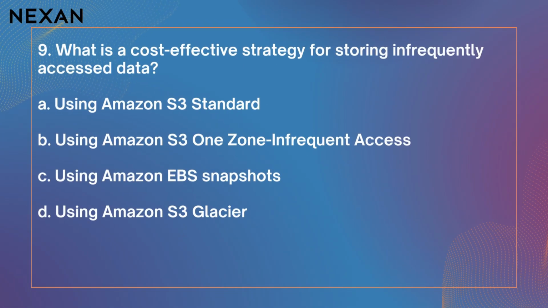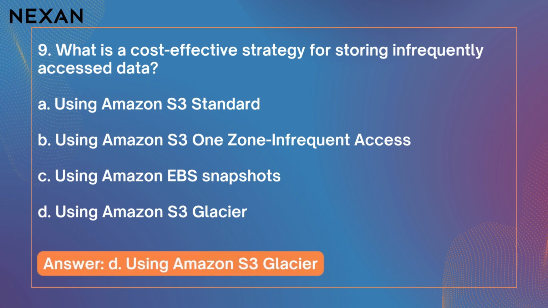9. What is a cost-effective strategy for storing infrequently accessed data? A. Using Amazon S3 Standard. B. Using Amazon S3 One Zone Infrequent Access. C. Using Amazon EBS Snapshots. D. Using Amazon S3 Glacier. Answer: D. Using Amazon S3 Glacier.